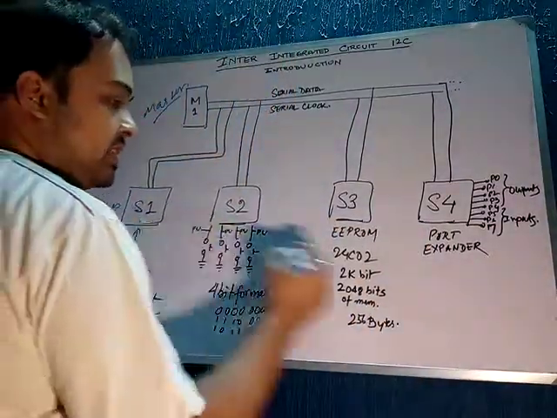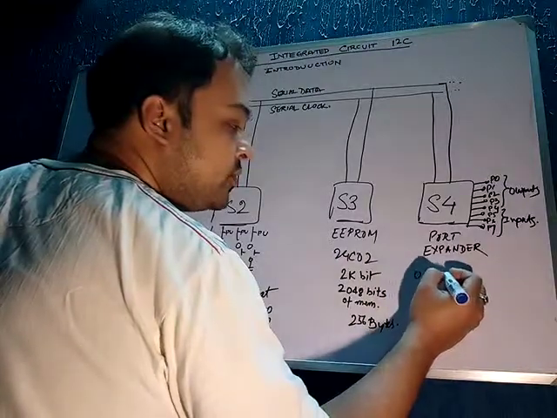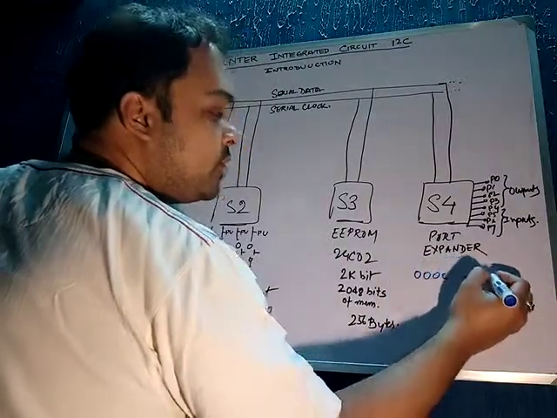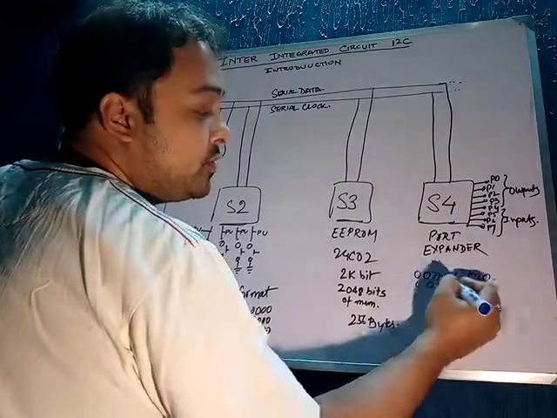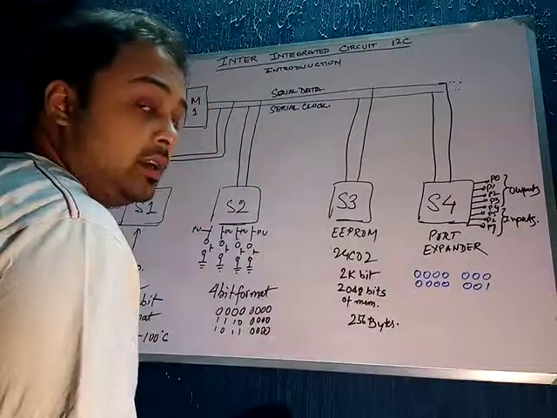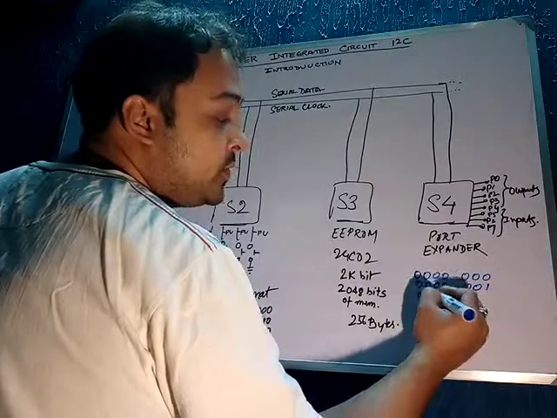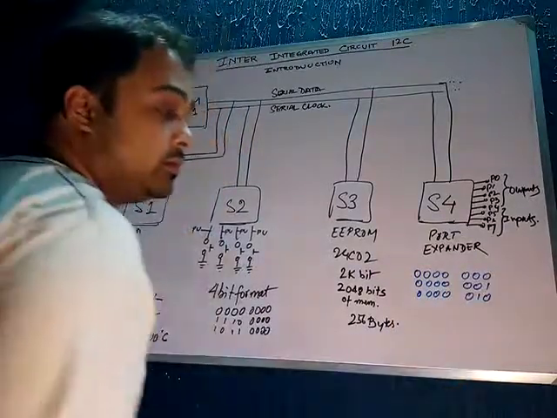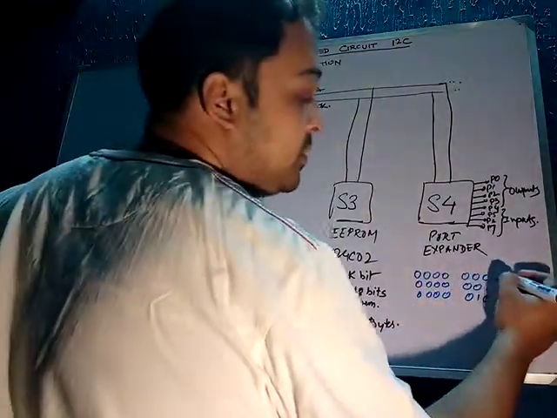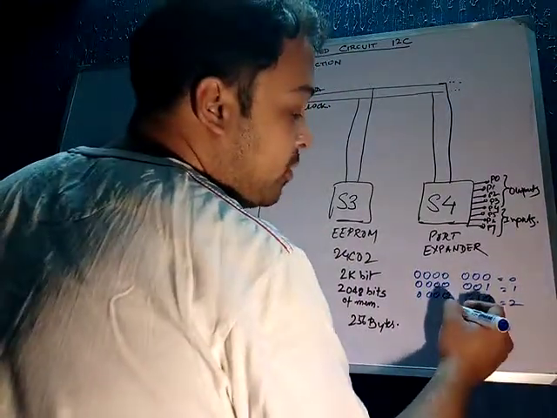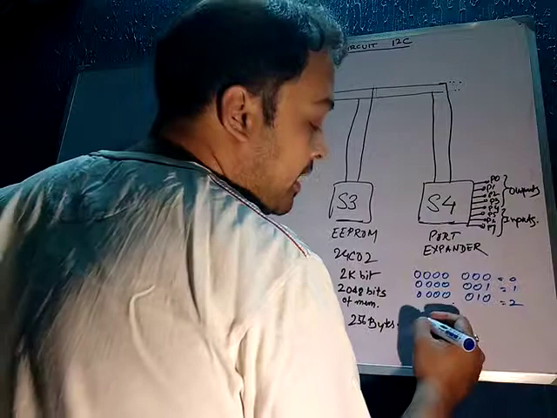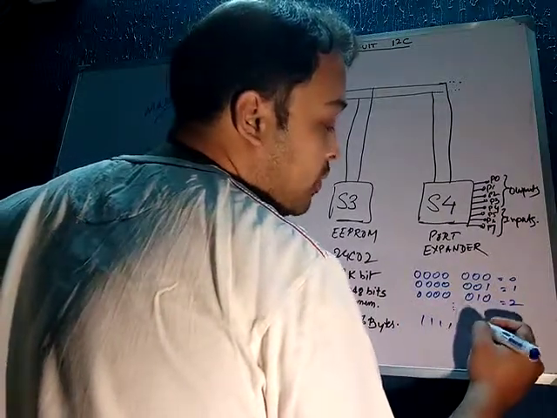The first address can be 0000000. The second slave address can be 0000001. The third can be 0000010. So this is 0, this is 1, this is 2. Ultimately, if we go on like this, the final form can be 1111111.